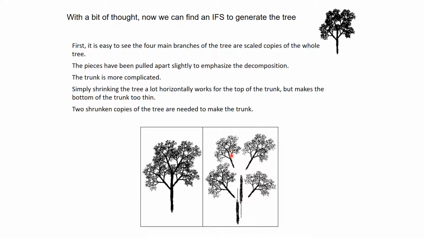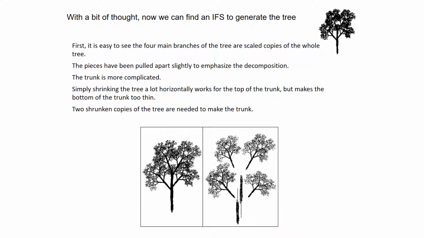This tree has been squeezed by a large amount, and then the same trick has been used, and this has been inverted, squeezed as well as rotated in the opposite direction. And when you combine these two, then you get a trunk. So simply shrinking the tree a lot horizontally works for the top of the trunk, but makes the bottom of the trunk also too thin. So to compensate for that, I will have to use 2 shrunken copies of the tree to make the whole trunk. So that's what it is, and I'll give you the rules for that.